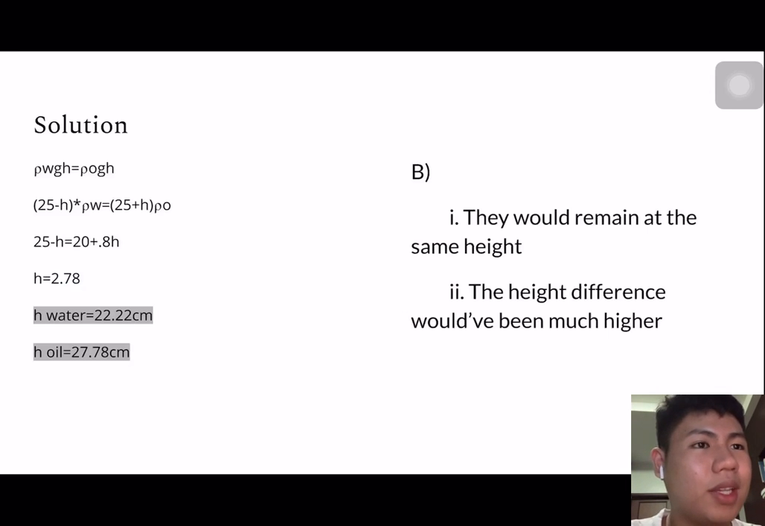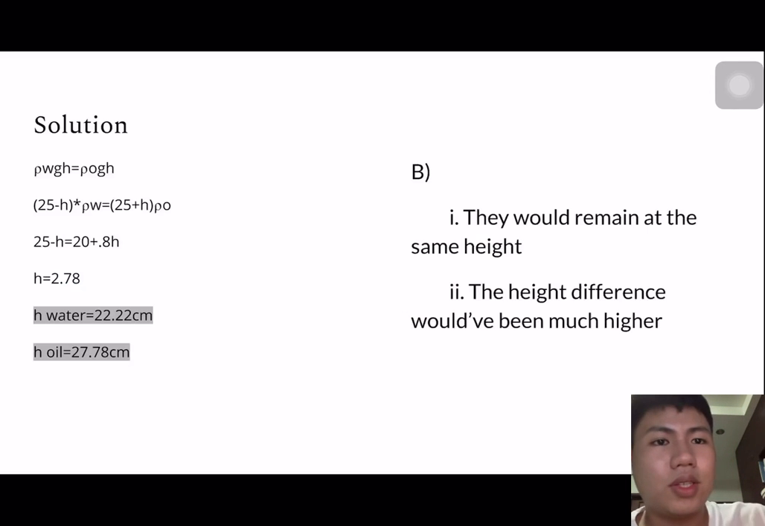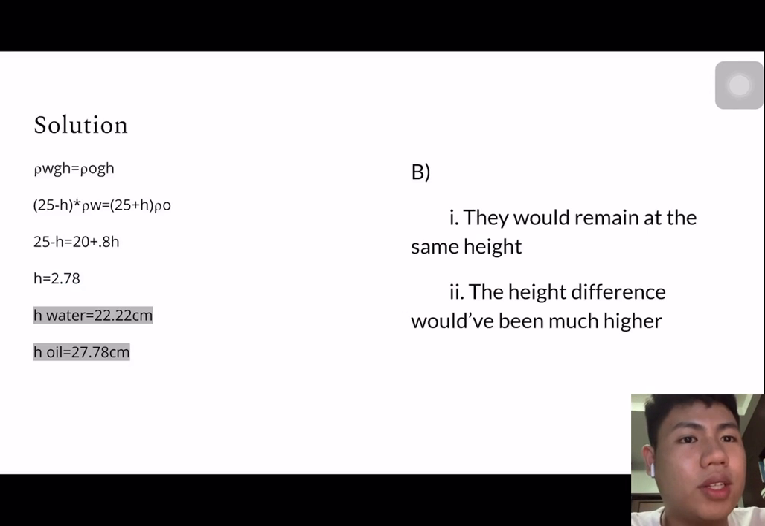They would remain the same height if they were the same density, and the height difference would be much higher if oil were less dense, because it is already less dense and it is higher than water. So if it were lessened, the height would increase. So that is it for that problem. So just to clarify, that's density of water equals density of oil.